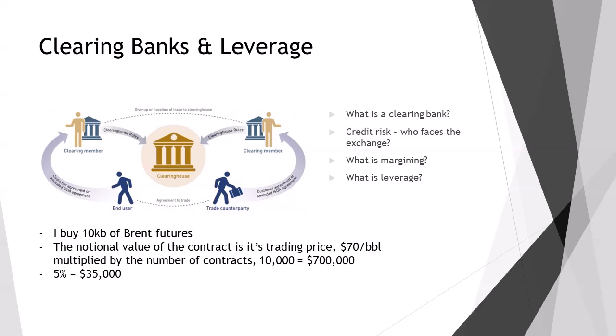If I go into the market and I buy 10,000 barrels of Brent futures contract, and this particular Brent futures contract is currently trading at a $70 per barrel price, I have to take the value of that 1 barrel, multiply it by the number of barrels that I'm purchasing, which in this case is $700,000. My initial margin would be some percentage of this notional value. So in this instance, I've put a 5% initial margin down of $35,000.